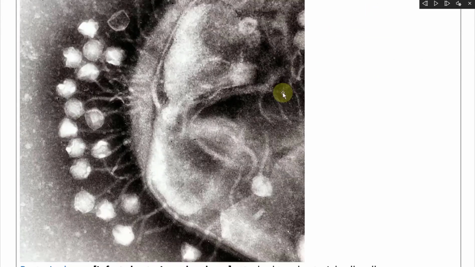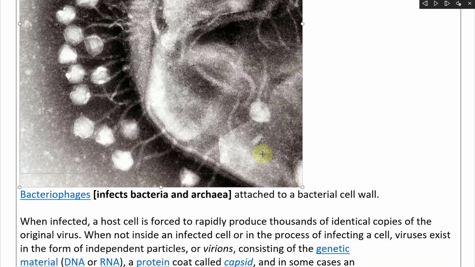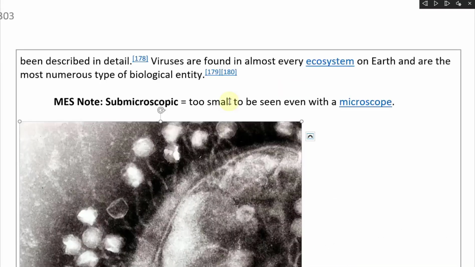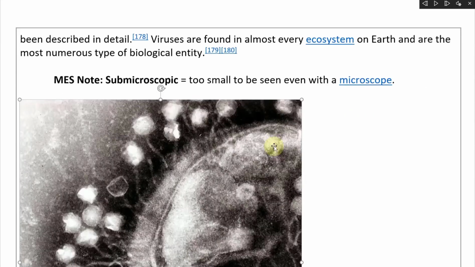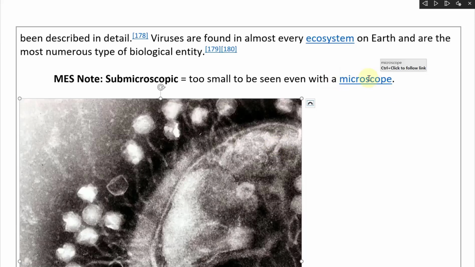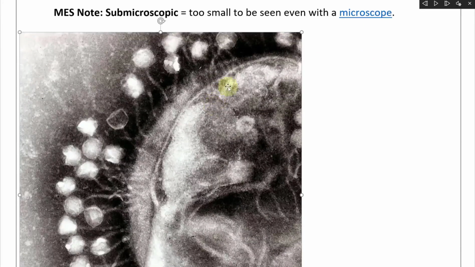So yes, interesting setup here. And let's just take a look at this. Submicroscopic means too small to be seen even with a typical microscope. You need an electron microscope here. And I'm going to do this right here. I'll just say light or optical microscope and continue further.